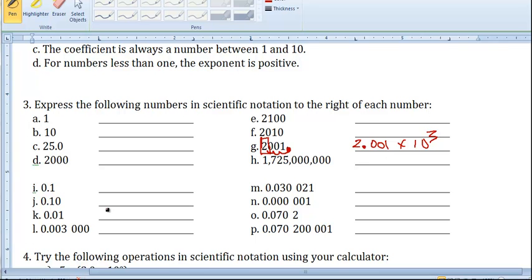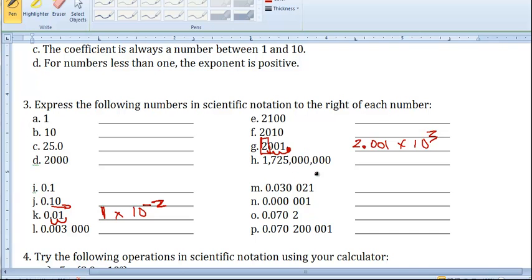Let's see, K. Let's see if I can help you with K. So here's the decimal. It needs to go 2 places to the right this time, and so that would be 1 times 10 to the negative 2. Negative 2, because it had to hop 2 places, and because it went to the right, that has to be negative. Whenever you see negative exponents in scientific notation, it means the number is less than 1. And the number 0.01 is certainly less than 1. It's 1/100th.